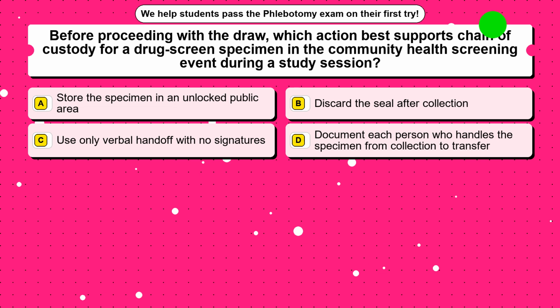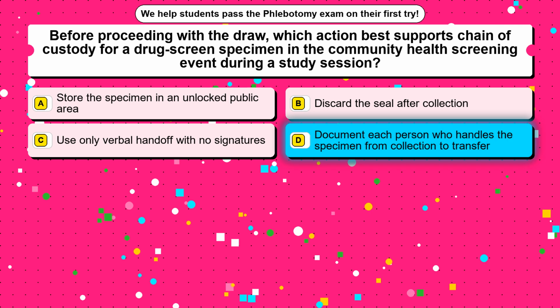Question 60. Before proceeding with the draw, which action best supports chain of custody for a drug screen specimen in the community health screening event during a study session? Option A. Store the specimen in an unlocked public area. Option B. Discard the seal after collection. Option C. Use only verbal handoff with no signatures. Option D. Document each person who handles the specimen from collection to transfer.